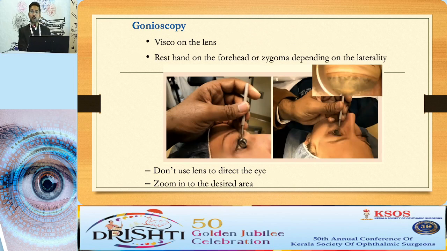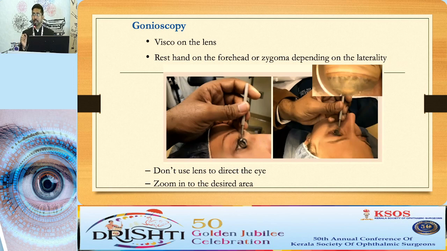About intraoperative gonioscopy, visco: I prefer to put the visco on the lens so that you have as minimal visco as possible and it doesn't keep spreading over the cornea. You rest your head either on the forehead when you are doing the right eye as a right-handed surgeon, or on the zygoma for the left eye.